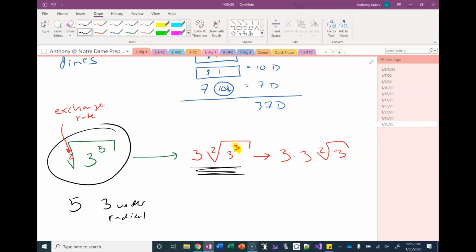Just like if I went to the bank with 9 quarters, I could trade 4 of them in to get a dollar bill back. Could I trade another 4 in? Yes. Can we trade another 2 3s in? Yes, because the exponent underneath my radical is still greater than the exchange rate. So I did it a second time to get a second 3. That leaves me with 1 3 left over.